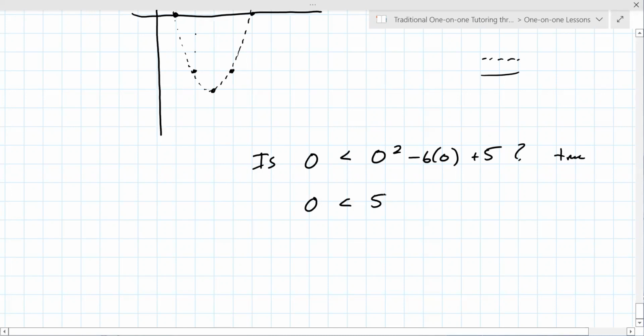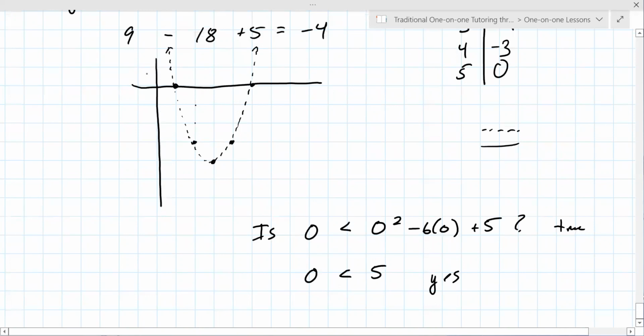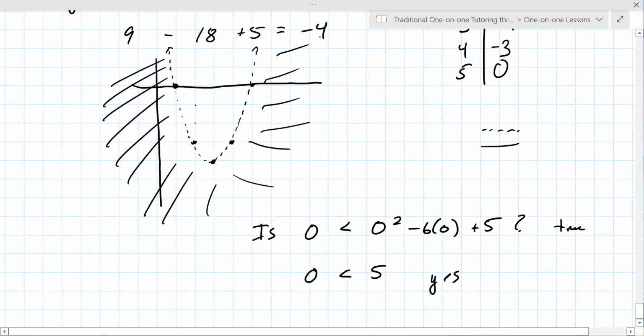Yes. Is 0 less than 5? Yes, it is. Okay, so it is true. And you shade the true region. You don't have to overdo it with the shading. You just have to be very clear what you're shading.